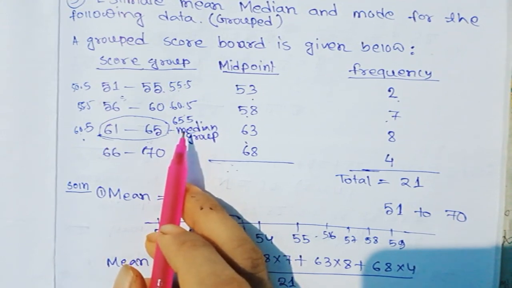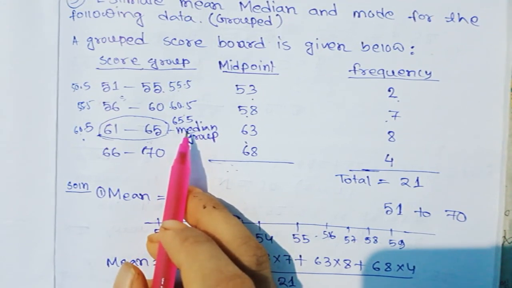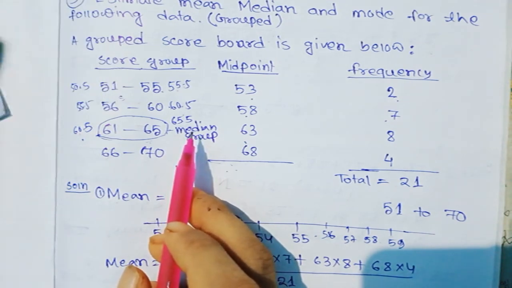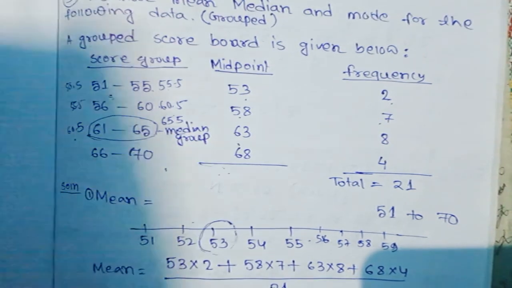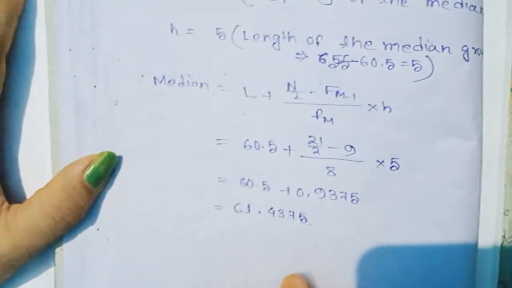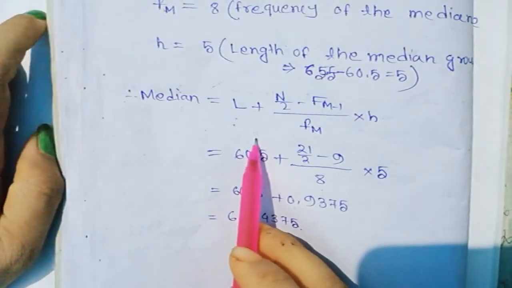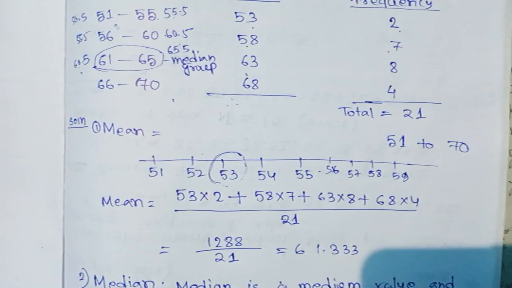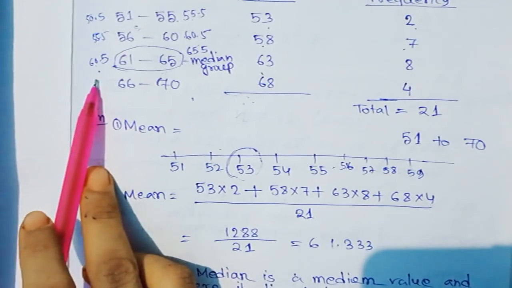We need the lower class boundary as our formula requires L, meaning the lower class boundary. If you see, this is our formula, L plus. L means the lower class boundary. So in our case L is equal to 60.5.